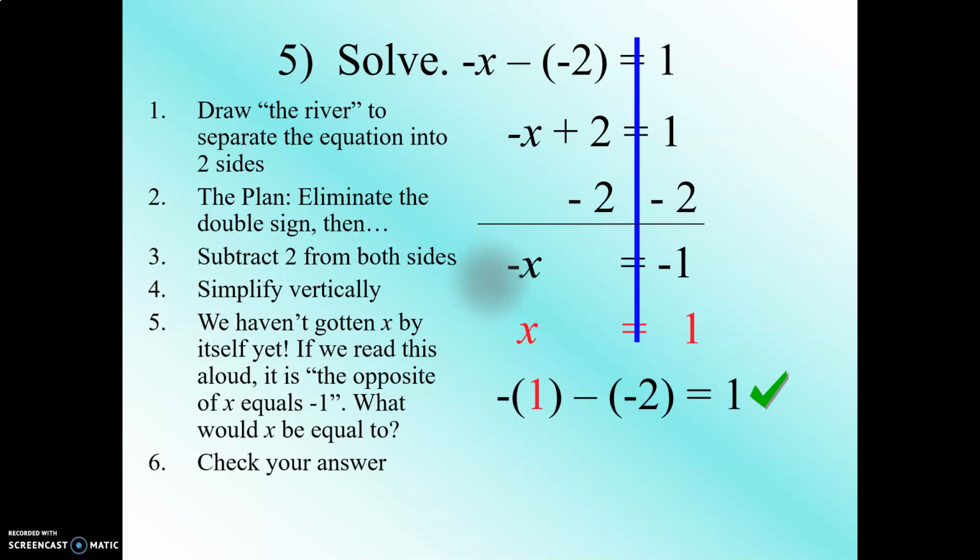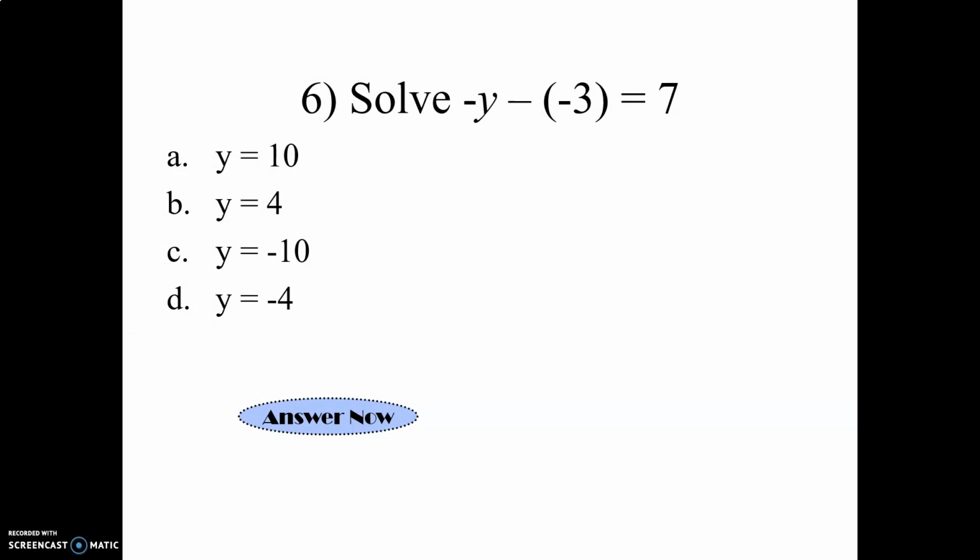Let's do one more. What would this one be? Pause the video if you need to. If you chose D, y equals negative 4, you are correct. All right, we'll pause there. Continue this in the next video.